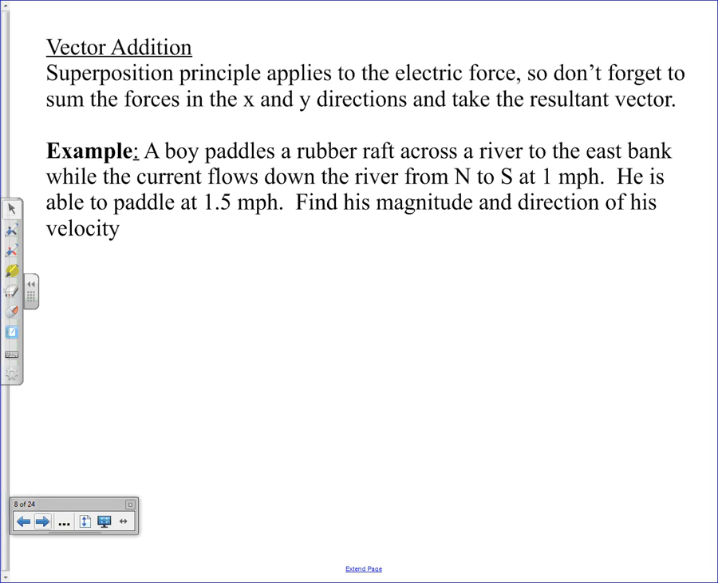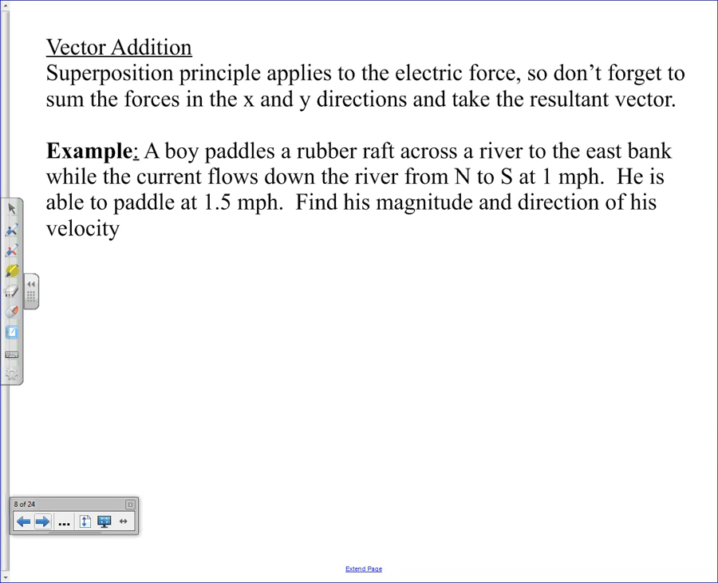Let's move on to vector addition. The superposition principle applies to the electric force, so don't forget to sum the forces in the x and y directions and to take the resultant vector. Let's do an example from mechanics. A boy paddles a rubber raft across a river to the east bank while the current flows down the river from north to south at 1 mile per hour. He's able to paddle at 1.5 miles per hour. Find the magnitude and direction of his velocity.